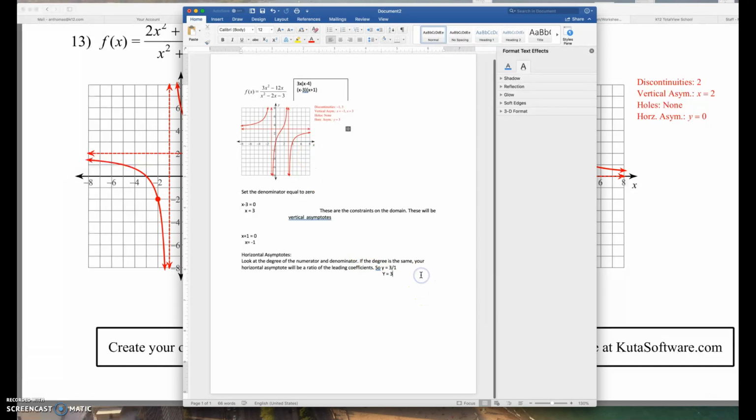And then as far as the horizontal asymptote, the other two rules are: if the degree of the numerator is greater than the degree of the denominator, there is not a horizontal asymptote. If the degree of the numerator is less than the degree of the denominator, then your horizontal asymptote is y equals 0.